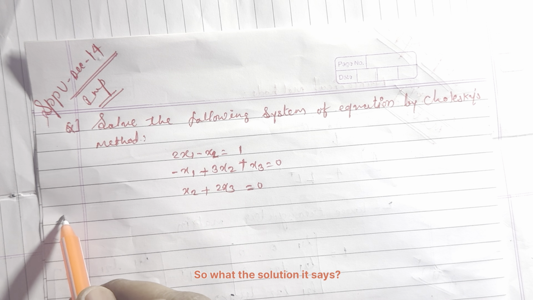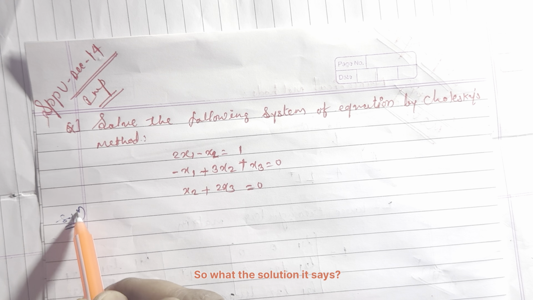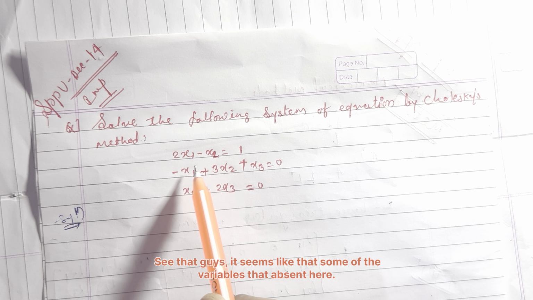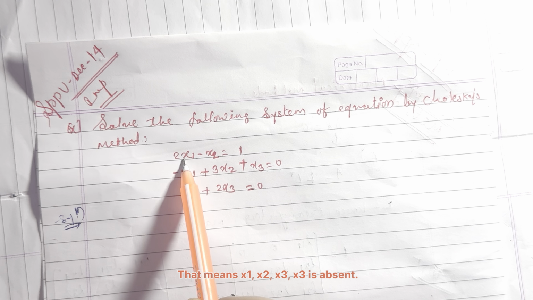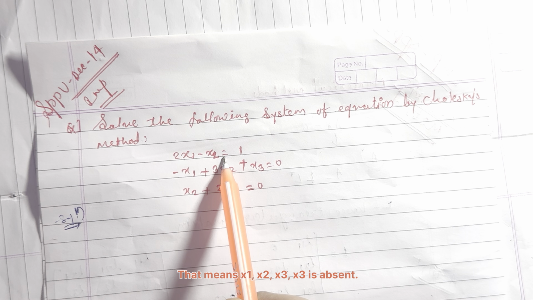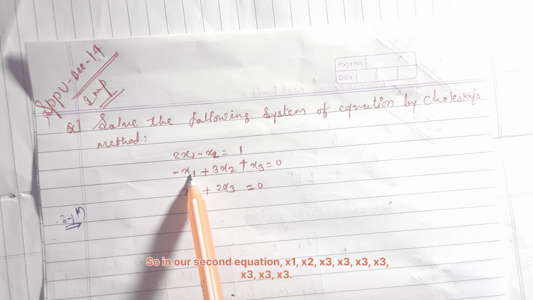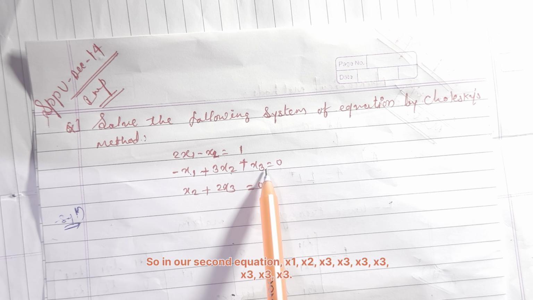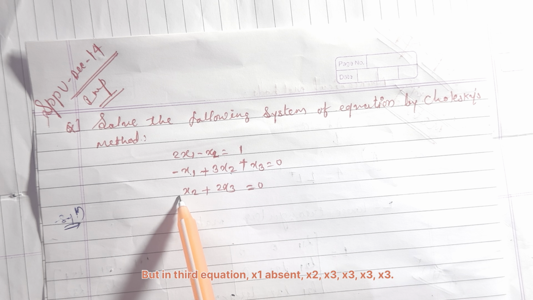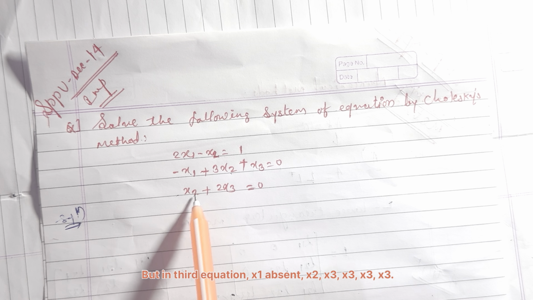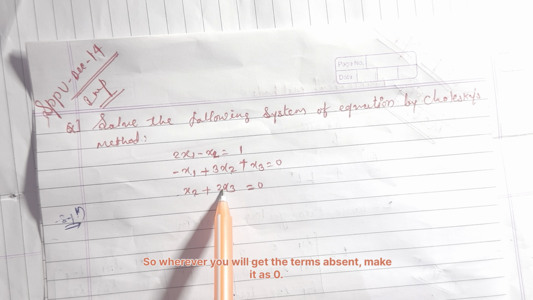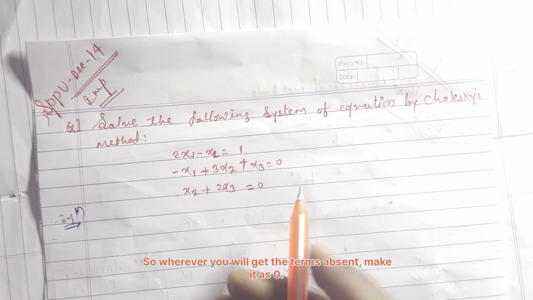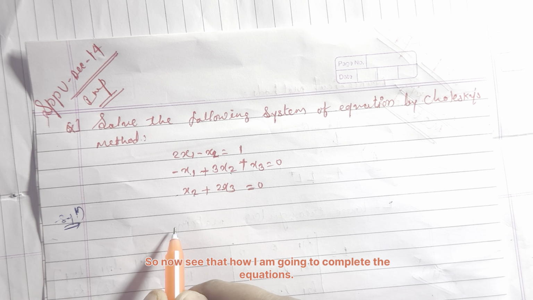So what does the solution say? See that some of the variables are absent here. In the first equation, x1 is present, x2 is present, x3 is absent. In the second equation, x1, x2, x3 are all present. But in the third equation, x1 is absent, x2 and x3 are present. Wherever you find terms absent, make them 0. Now see how I'm going to complete the equations.